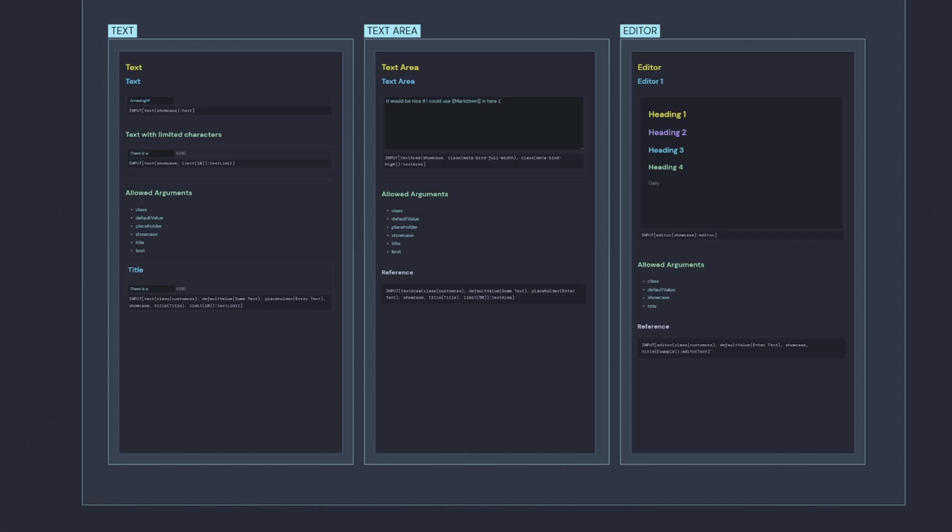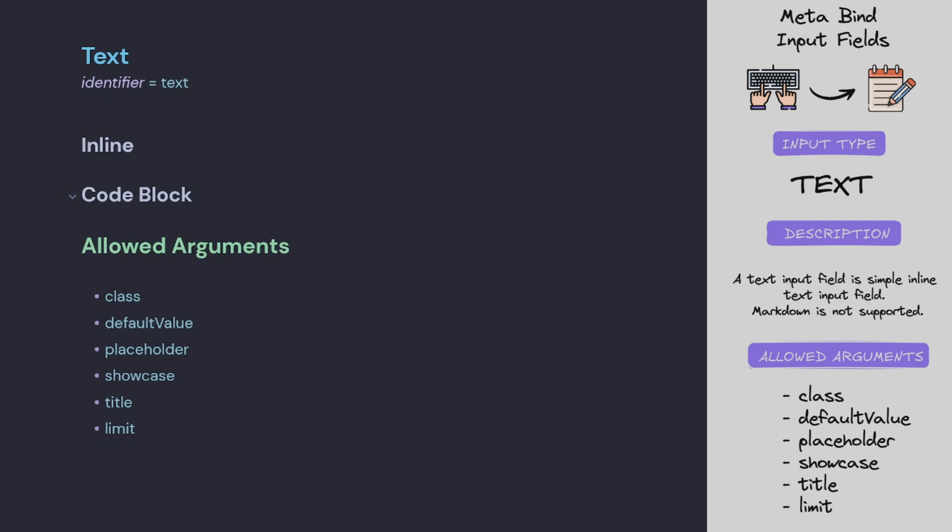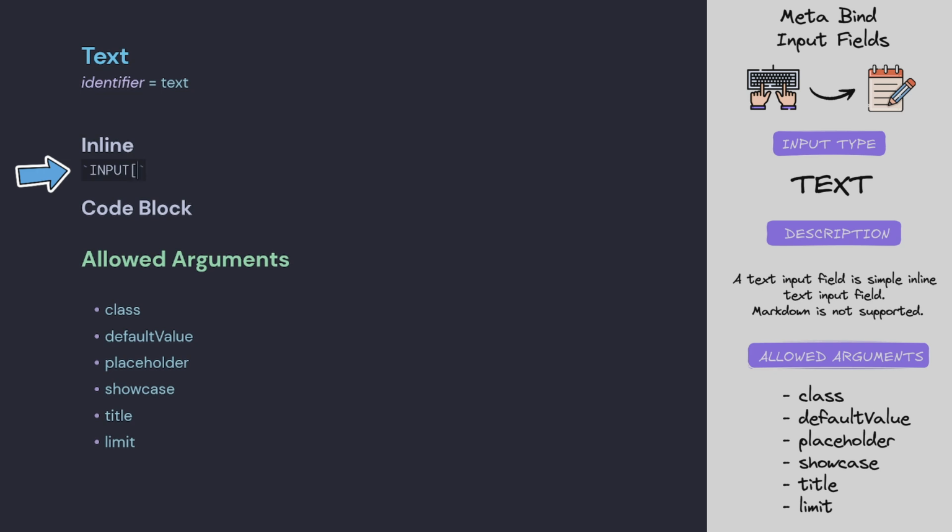In this section of the video, we'll cover how to create a text area, and editor input field. We'll start with the text input field, and the identifier for text is simply lowercase text. So text works with inline and code blocks, and we have a couple of additional arguments which we haven't covered so far. So we'll start with our input square bracket, enter the name of our input field, which is text. Then we're going to put our colon text.